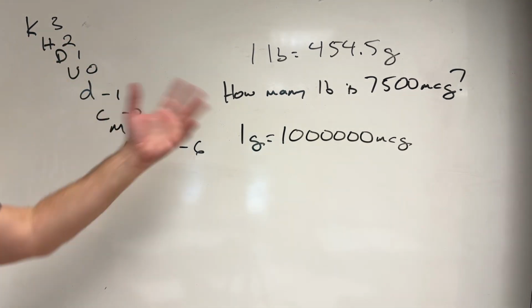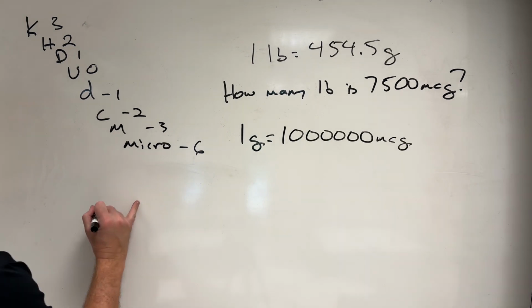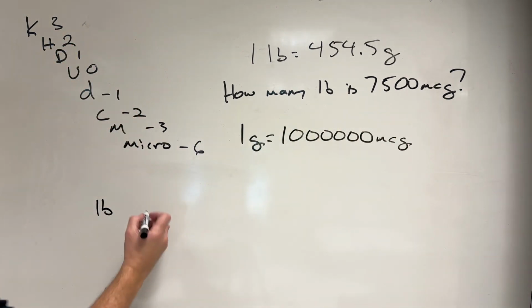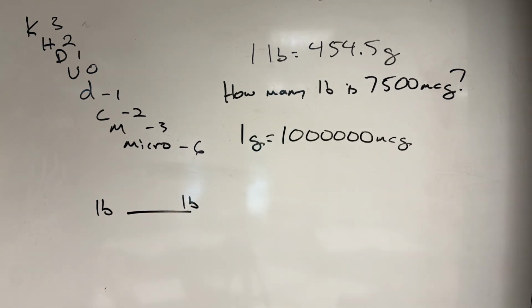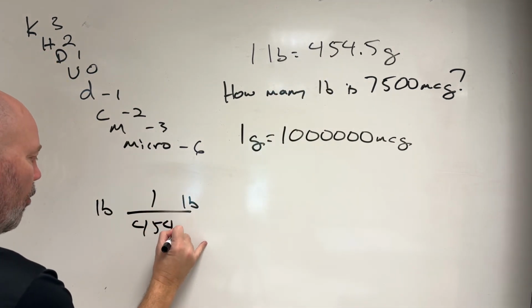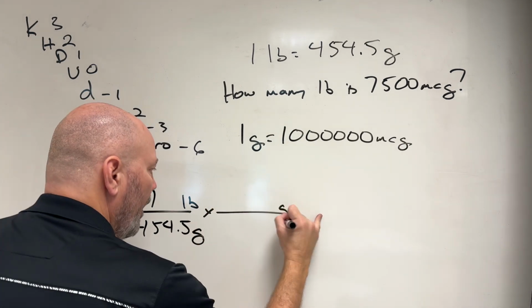Now we can plug that into our dimensional analysis problem as we've been doing in the class. In this case, we're looking for pounds. How many pounds is 7,500 micrograms? So our first fraction is going to have pounds in the numerator. And we were given that 1 pound is 454.5 grams. And then we can take grams here.